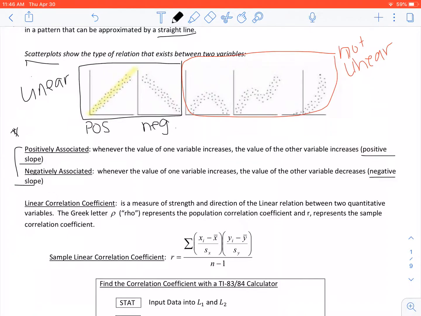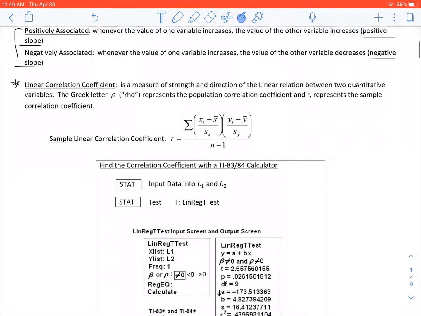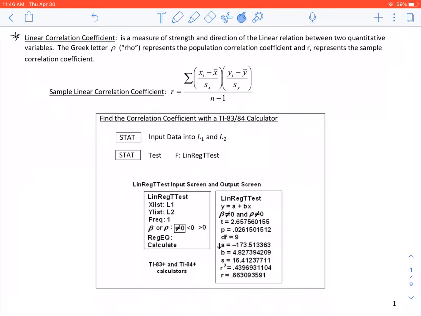The linear correlation coefficient is a measure of strength and direction of the linear relationship between two quantitative variables. The Greek letter rho represents the population correlation coefficient, and r represents the sample correlation coefficient. There is a crazy equation there that we will not have to stress about, because we'll be getting our value of r, our correlation coefficient, from the calculator.